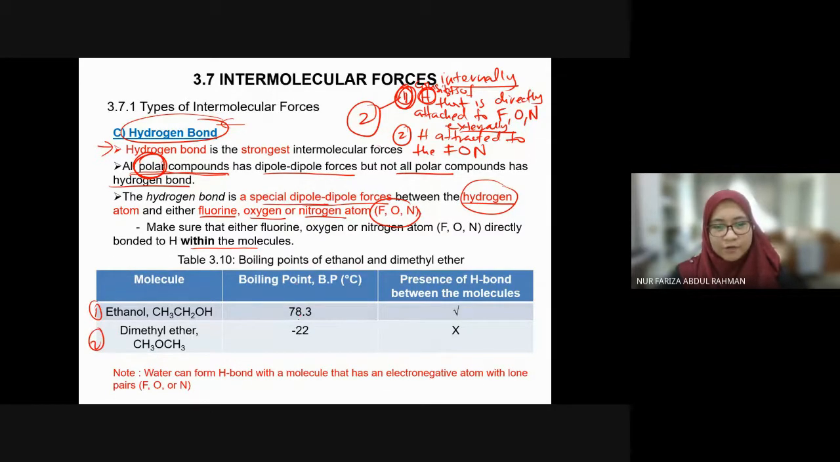Okay, alright, the boiling points of these two are different. Ethanol is 78, whereas dimethyl ether is very, very low, which is -22. So what is the reason behind this very different boiling point? One of the reasons is because we are talking about boiling point, right? The physical properties. It's because of the presence of hydrogen bonding for ethanol. So it's the strongest, right? So more energy is needed to break the forces. Therefore, the temperature becomes higher, compared to the one that does not have the hydrogen bond, which is dimethyl ether. It doesn't have. That's why it is very low.